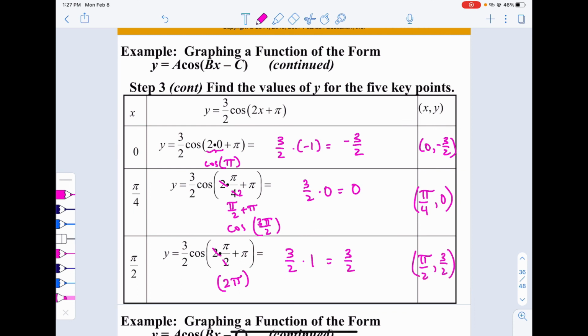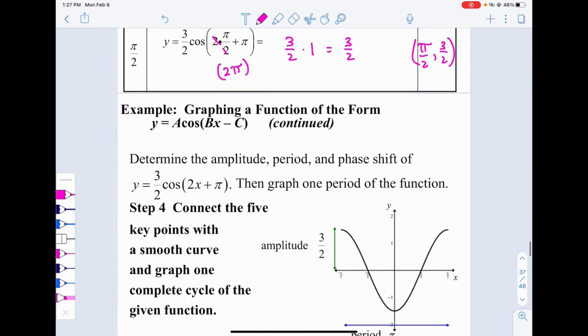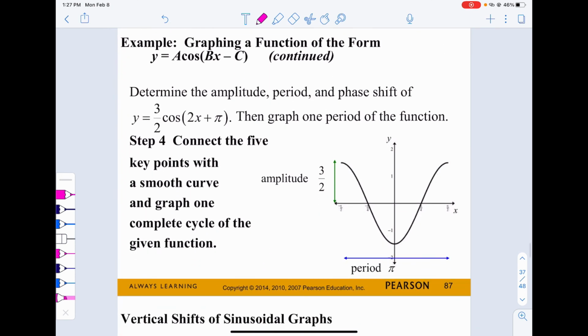Once we have those 5 key points, we'll take it to the graph, right? So when we were at negative pi over 2, we are up here at a 3/2. When we are at negative pi over 4, we are at 0. When we were at 0, we are at negative 3/2. When we are at pi over 4, we were at 0. And at pi over 2, we're back to that 3/2, or that 1.5.